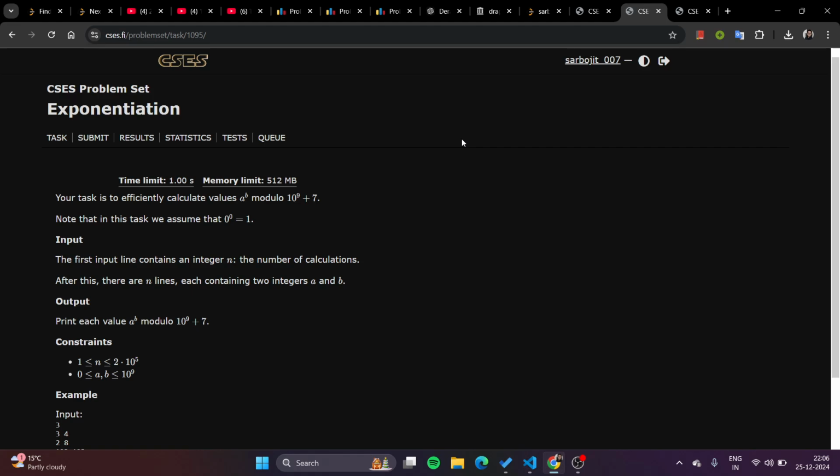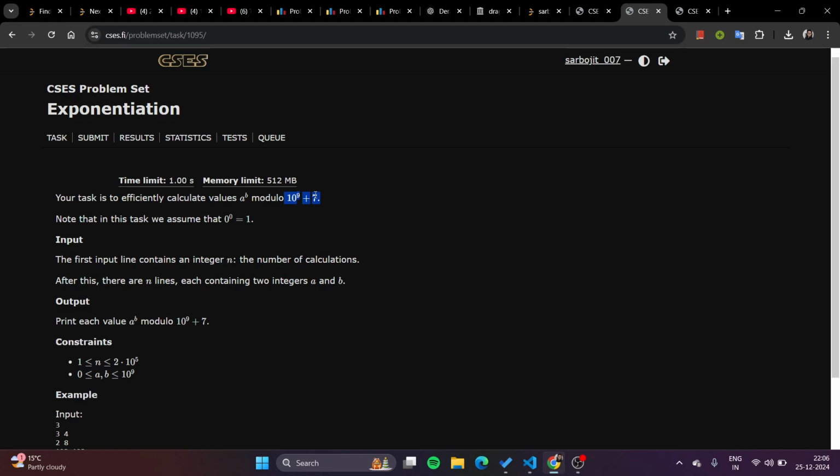Okay, so the problem is, your task is to efficiently calculate the value of a raised to power b modulo 10 raised to power 9 plus 7, and also 0 raised to power 0 is 1. By the way, this number 10 to the power 9 plus 7 is a prime number, and it has to be a prime number. It can be any other prime number as well. But why 10 to the power 9 plus 7? It has some properties. It comes just under the int range, maximum range, and it is a prime number. And it has to be a prime number. Why? I'll explain later.